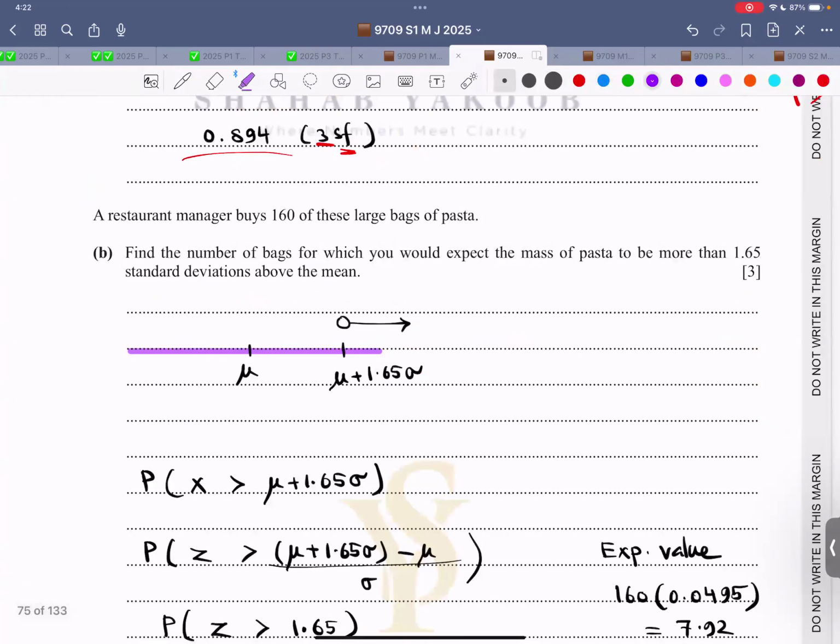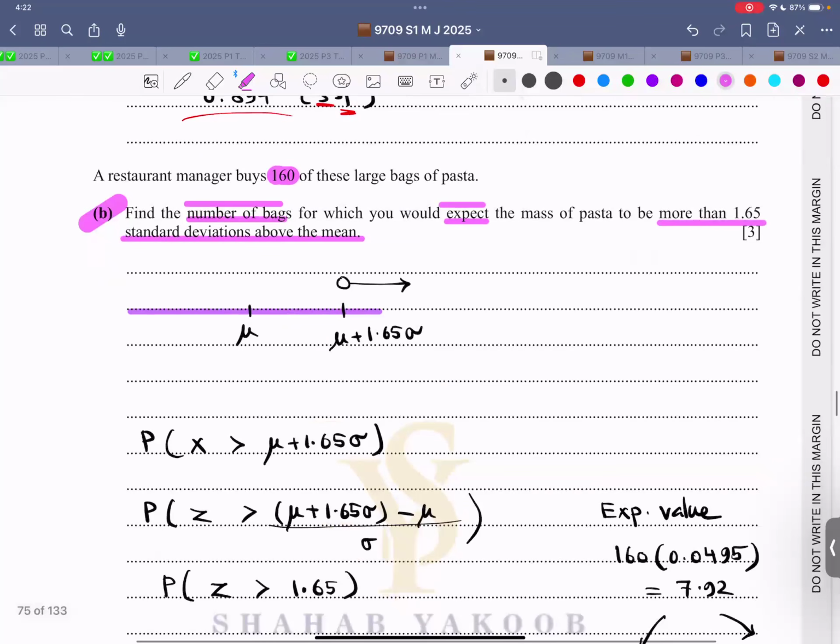Now, the second part. What is the second part? The second part is a restaurant manager buys 160 of these large bags of pasta. Find the number of bags. That means the expected value. They also use the word expectation. Find the number of bags for which you would expect the mass of pasta to be more than 1.65 standard deviations above the mean. So now there are two ways of working this out.